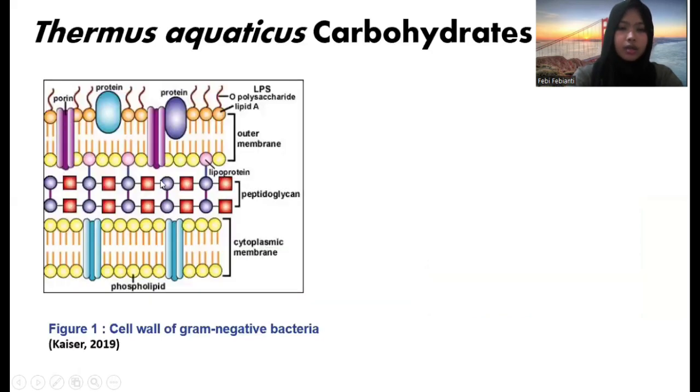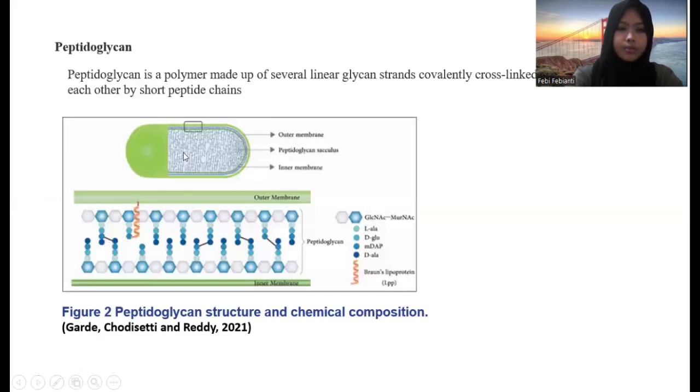So this is the cell wall of Thermus aquaticus. As you can see in this picture, there is an outer membrane, peptidoglycan, and cytoplasmic membrane or inner membrane. I will specially explain about peptidoglycan. Peptidoglycan is a polymer made up of several linear glycan strands, covalently cross-linked to each other by short peptide chains.